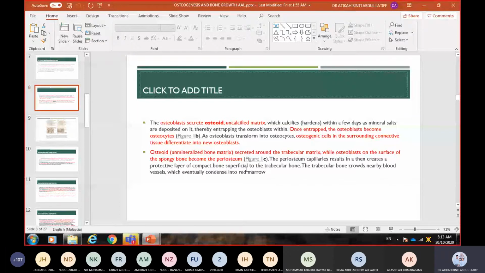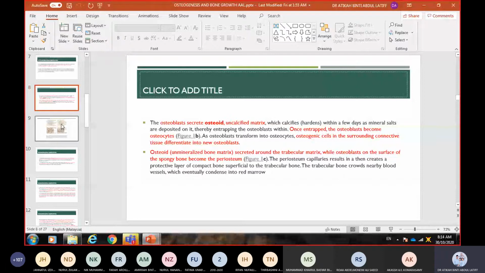Okay, then the periosteum capillaries will then create a protective layer of compact bone superficial to the trabecular bone. Remember parts of the bone. So on the outside will be the compact bone, and inside the long bone will be trabecular, where there are more spaces or empty spaces in between.